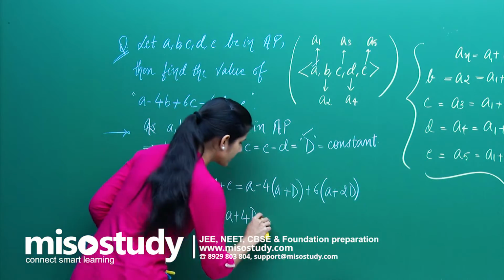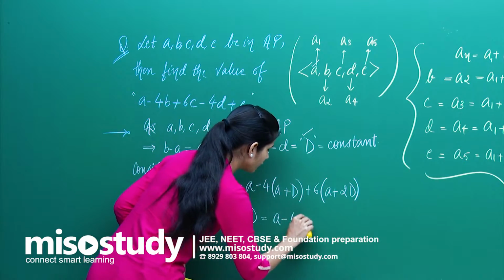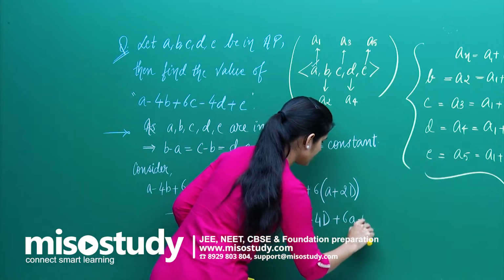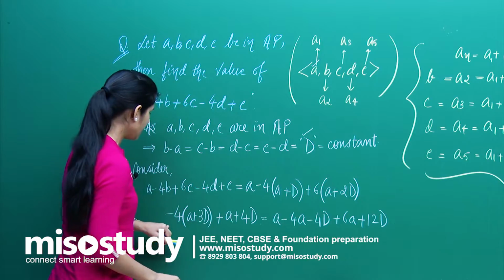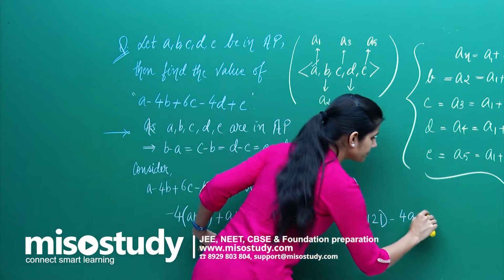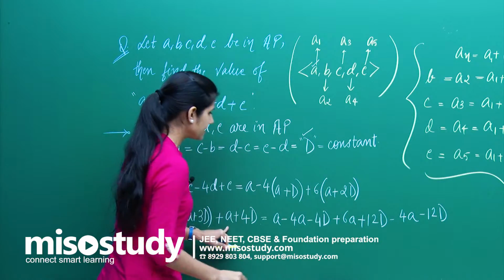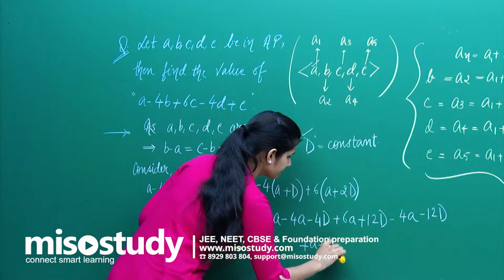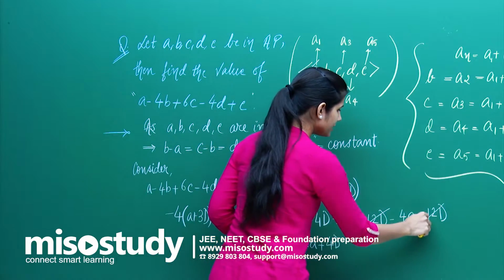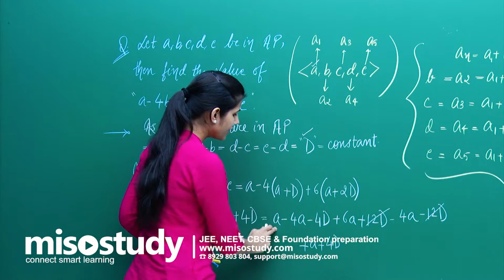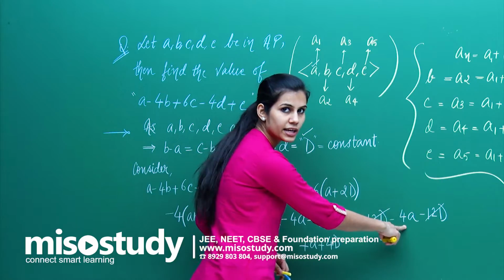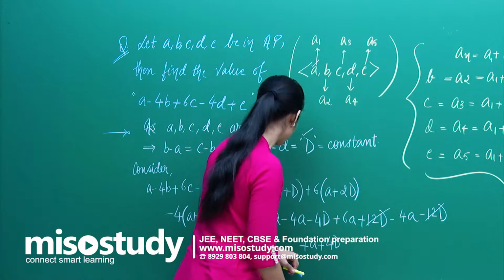Clear? Just open this up. What you get is a minus 4a minus 4d plus 6a plus 12d minus 4a minus 12d plus a plus 4d. See what you're getting? Plus 12d minus 12d cancels out. You have a minus 4a, which is minus 3a, minus 3a minus 4a, which is minus 7a, plus a minus 6a.